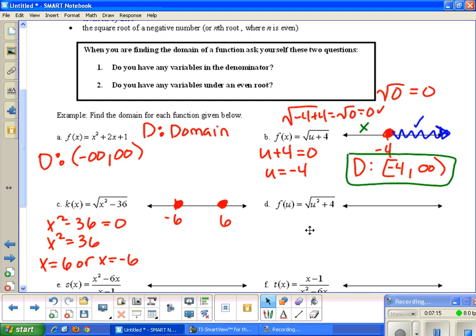Now I need to test on each side and in between of each of these numbers. So the first part where I'm going to test is over to the left of -6. So I'm going to test, and you can test any numbers that you want.